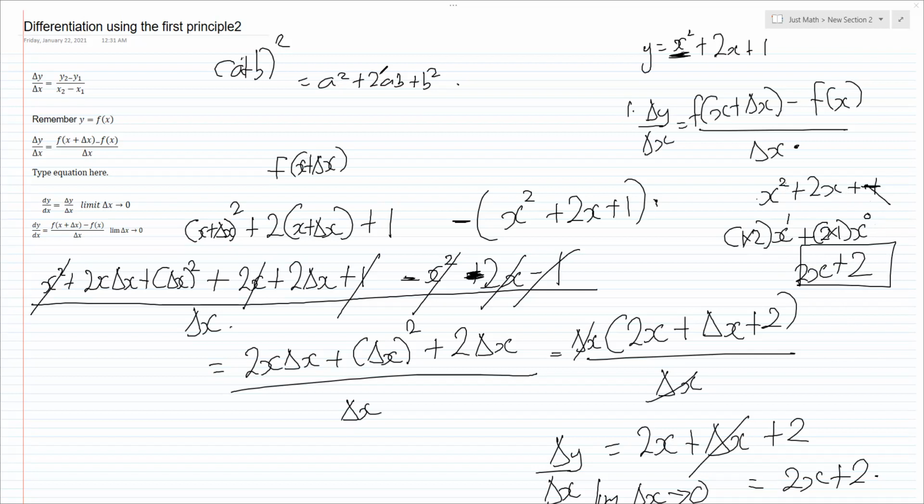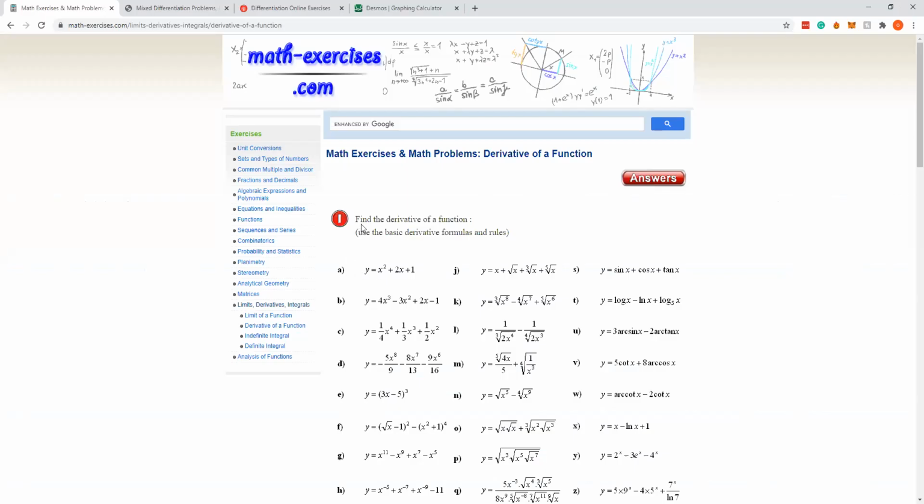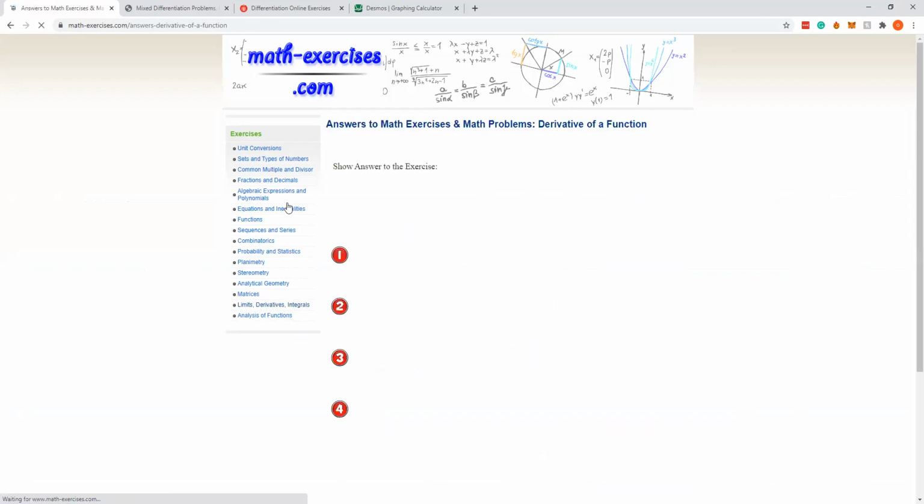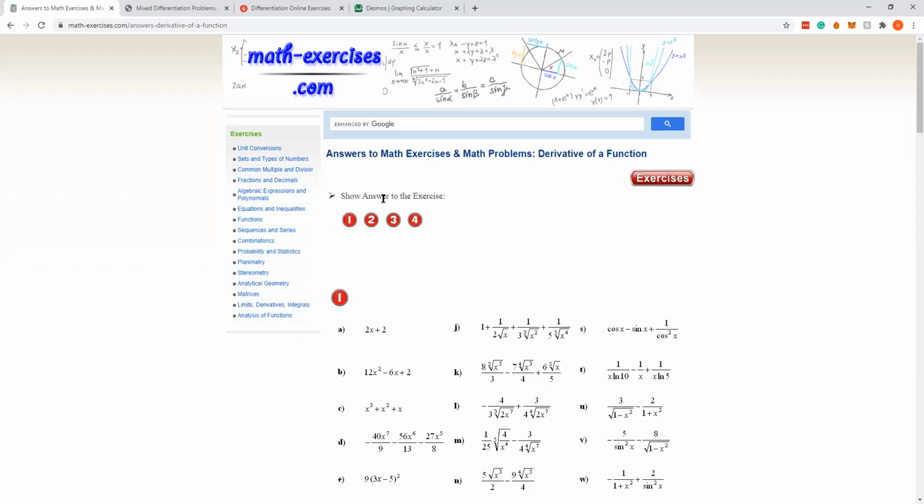Let's just confirm from here. I know it's long, but it's good to know. Let's click on the answers just for A. So we have 2x plus 2, which is correct, as you can see. We're not doing the others yet, but if you want us to do that, we can do that.